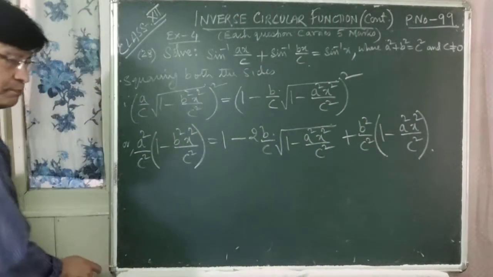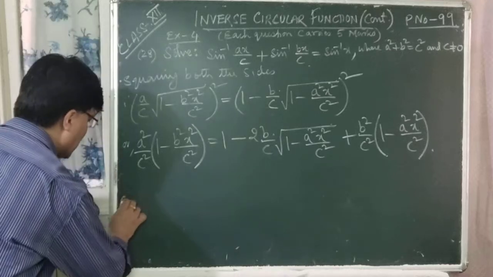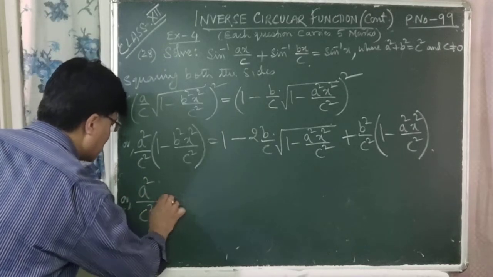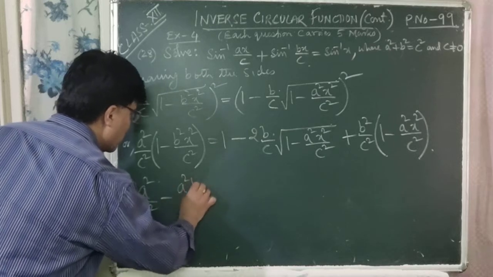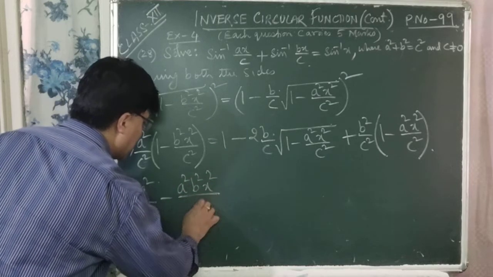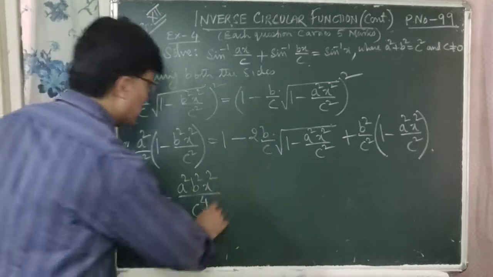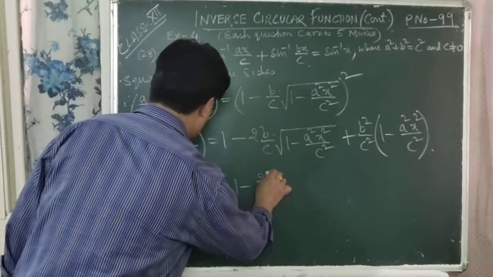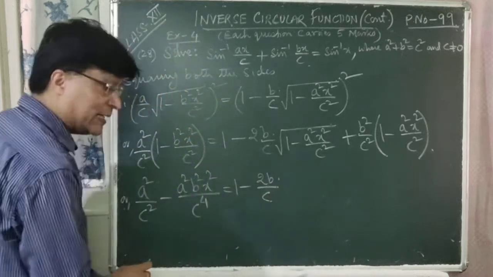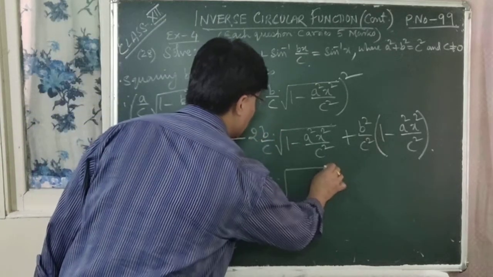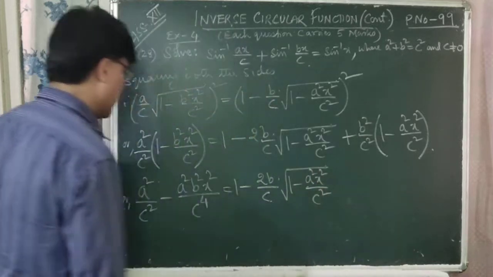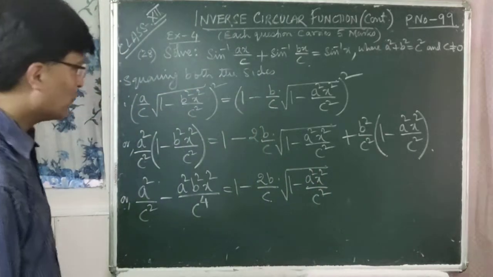So now multiply them. Let us multiply it. a square by, this is a square by what? c square minus a square b square x square divided by c to the power 4 is equal to what? 1 minus, this is your 2b by c, right? Then root over 1 minus a square x square by c square, right? Is that clear to all of you?